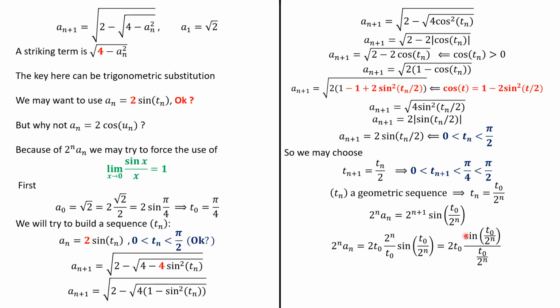We have this kind of expression, this pattern, sin x over x. So you see that it is now easy to compute the limit of 2 to the n a_n, because t_0 over 2 to the n is going to 0. So this limit is 2 times t_0 multiplied by 1, the same one here. So it is 2 times t_0. So the limit we were looking for is 2 times pi over 4, which is pi over 2, and we are done.